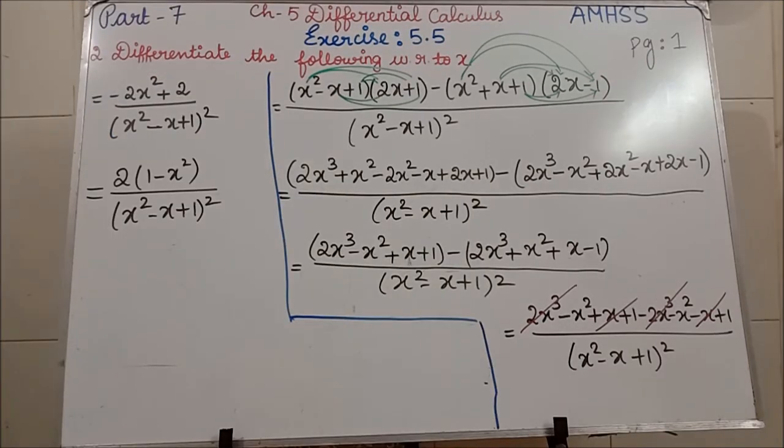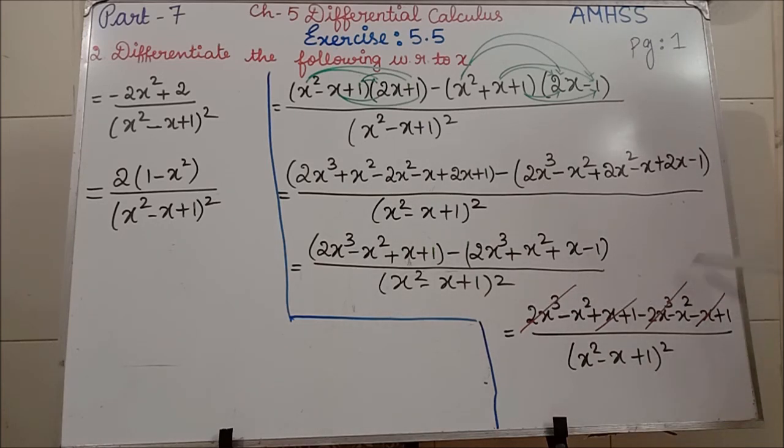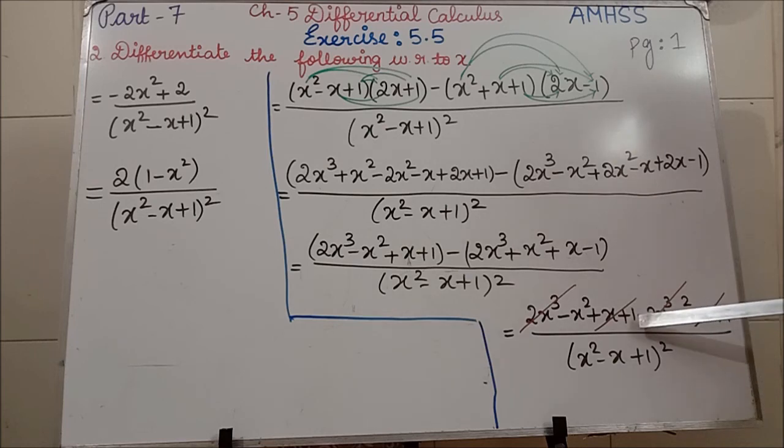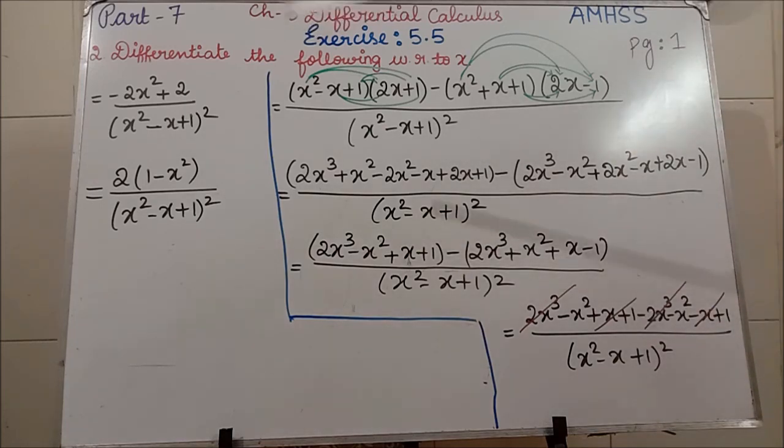Students, see what things we have cancelled here. Here plus 2x cube and minus 2x cube we have cancelled. Plus x and minus x we have cancelled. So what remains? Minus x square minus x square. Here 1 is there, here also 1 is there, so you will get minus 2x square. Clear? Then plus 1, so it will become plus 2, divided by the same denominator I have written.